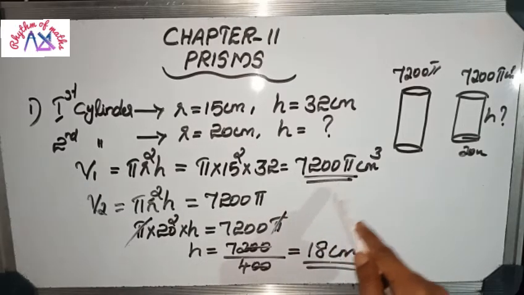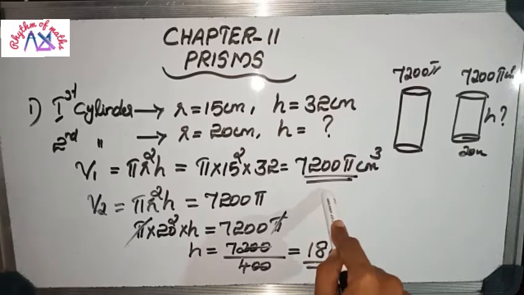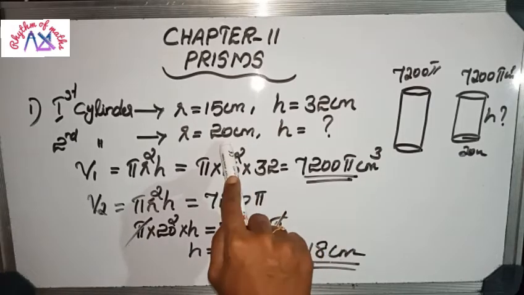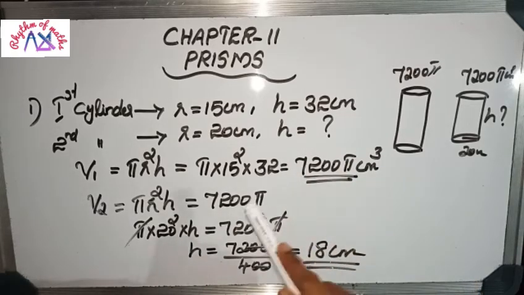Volume is the same for both cylinders. This 18 into 20 square into pi, the answer will be 7200. Here the radius is the larger one, the height is the smaller one, but the volumes are the same. So this is the answer for the first question.